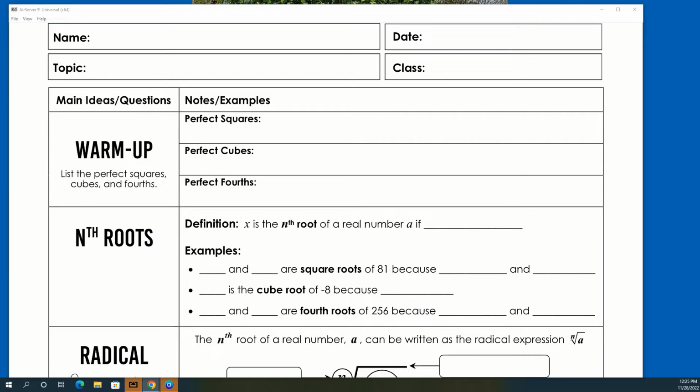All right, so this is going to be topic 6.1, simplifying radicals.